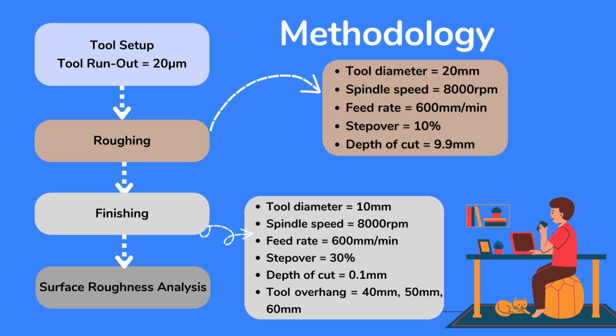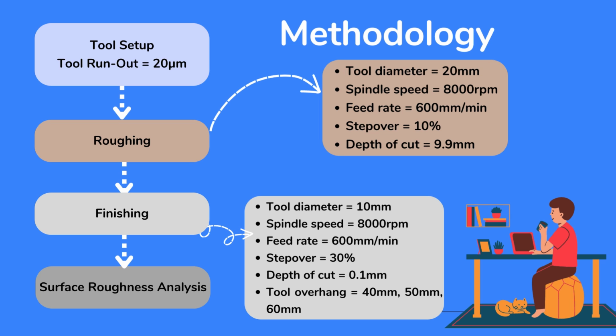Methodology for the experimental work. It begins with tool setup, carrying out run-out tests, and creating the cutting program. Then, proceed with the roughing process. The boxes at the right side show the parameters used for the process. A flat end mill with 20 mm diameter, 8000 rpm spindle speed, 600 mm per minute feed rate, and 10% step over is used to cut 9.9 mm depth of the workpiece.